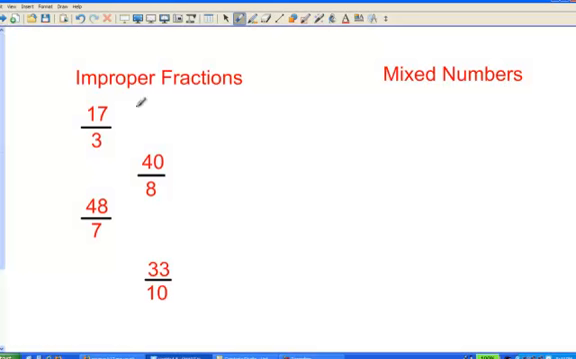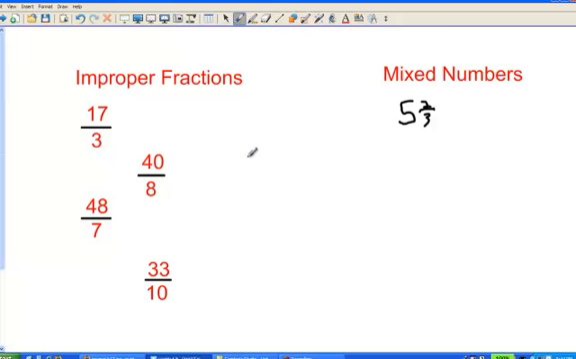This is making an improper fraction into a mixed number. It's just doing it the other way around. So I have 17 over 3. How many times does 3 go into 17? That's going to go in 5 whole times, so I put a big 5. How many are left over? Well, 3 times 5 is 15, and 17 minus 15 is 2. There's 2 left over. And since the original denominator was 3, it's still going to be 3.